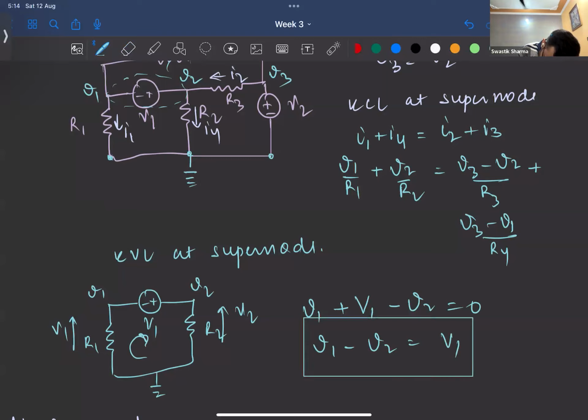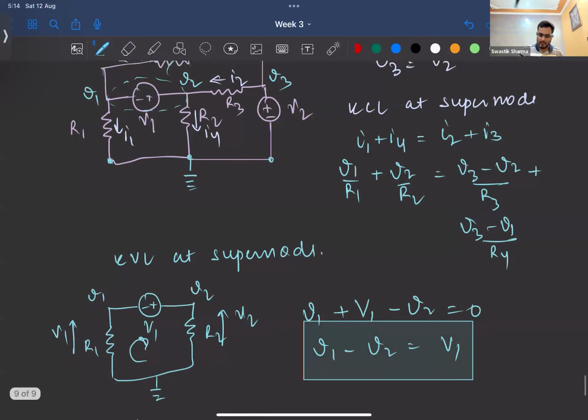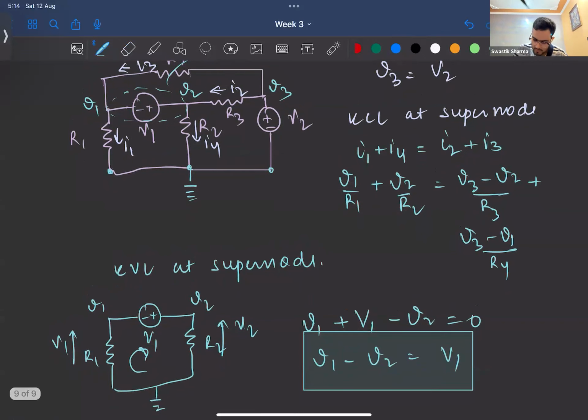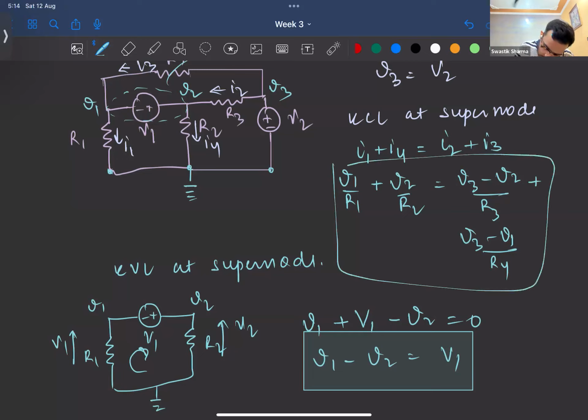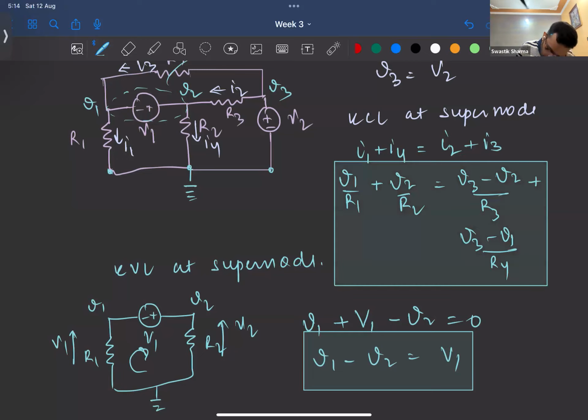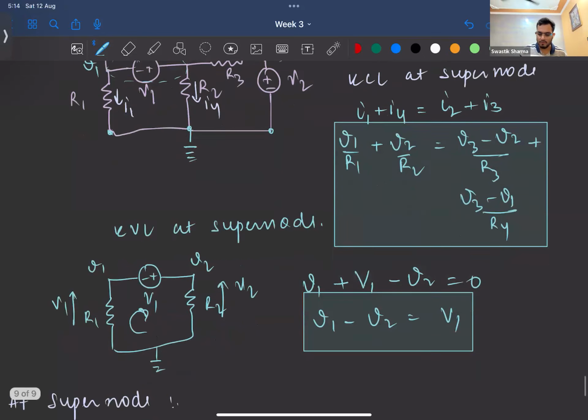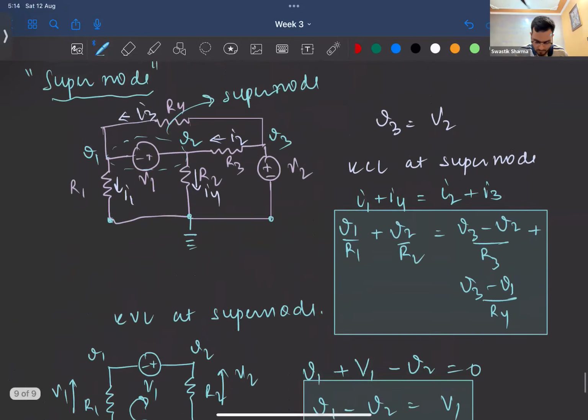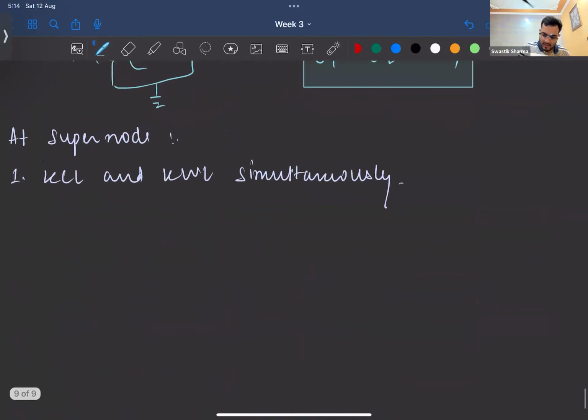So we applied KVL, right? And from this, we can directly find the relation. Since V3 is known, the only unknowns are v1 and v2. So there are two equations and two variables, and we can easily find the values of small v1 and v2 at both of those nodes. So what exactly are our steps at this supernode? We apply KCL and KVL simultaneously.